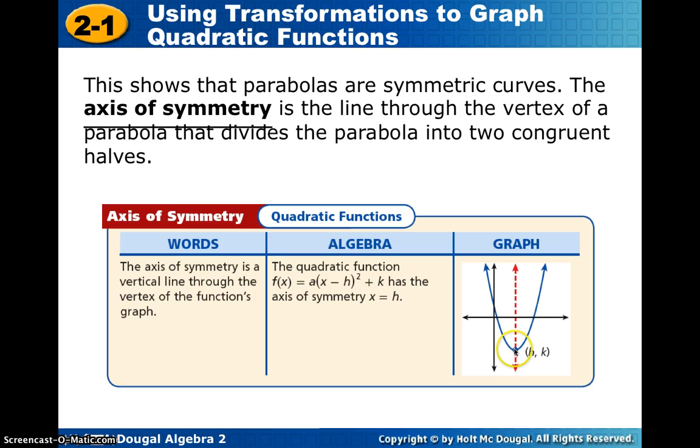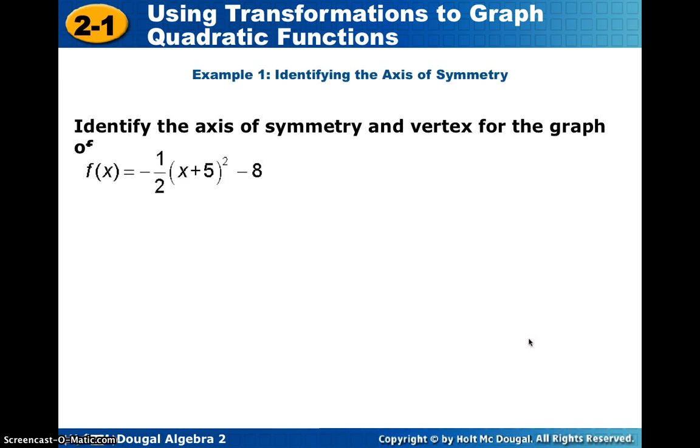The axis of symmetry happens at whatever the h value is. So x equals h is the axis of symmetry. Make sure you have that down in your notes too. The axis of symmetry happens at x equals h.